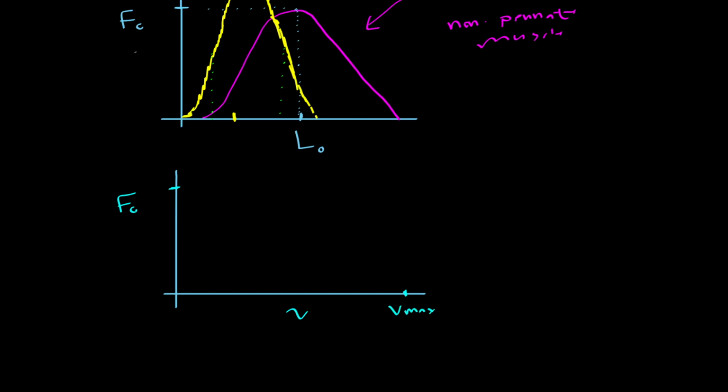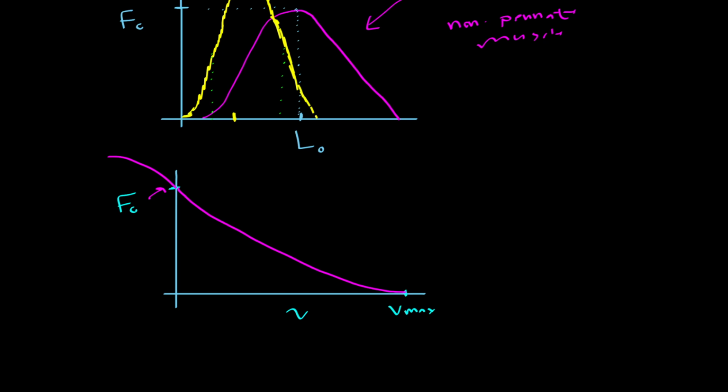Your typical everyday muscle, let's say it's a non-pennate muscle, would look like that, where that's F naught, that maximum isometric force production capability. And then if we wanted, we could draw the eccentric part out here if we wanted to.